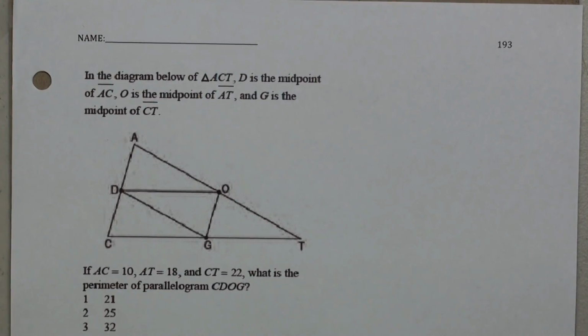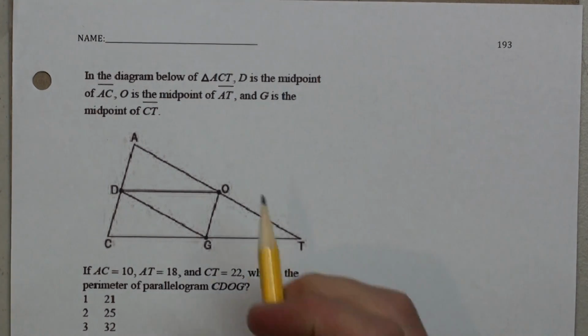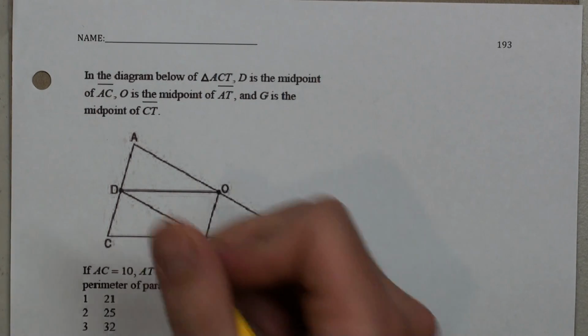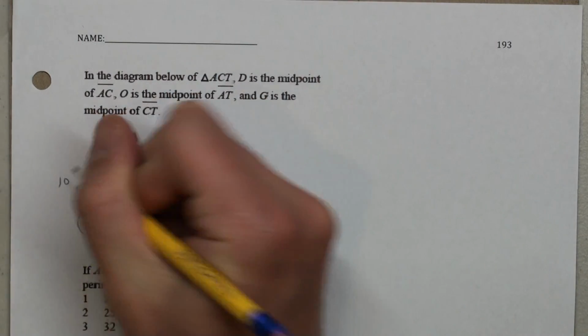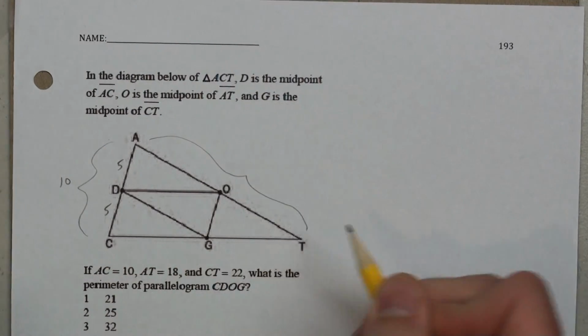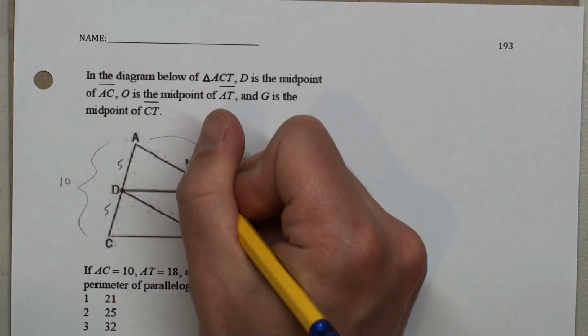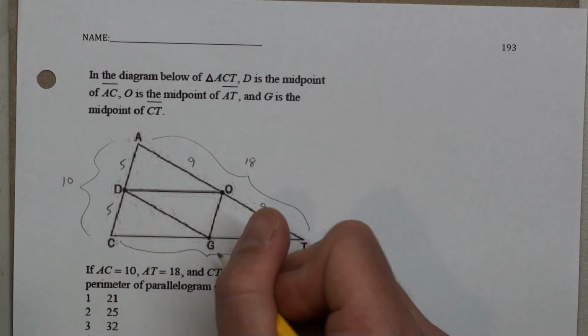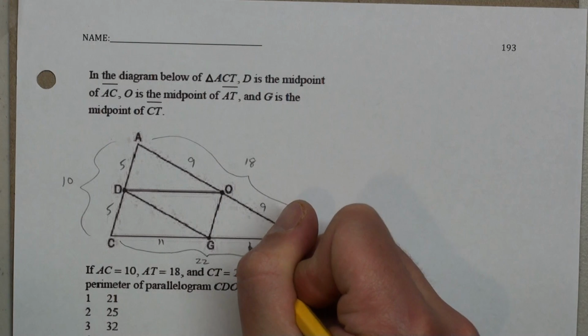Okay, let's keep going. Diagram below of ACT, D is the midpoint of AC. O is the midpoint of AT, G is the midpoint of CT. This is the mid-segments theorem. So AC is 10, but since this is the midpoint, each one of these is 5. AT is 18, but since this is a midpoint, each one of these is 9. And CT is 22, but then each of these is 11.